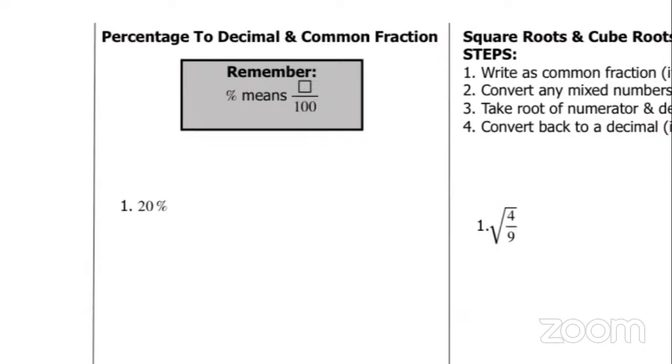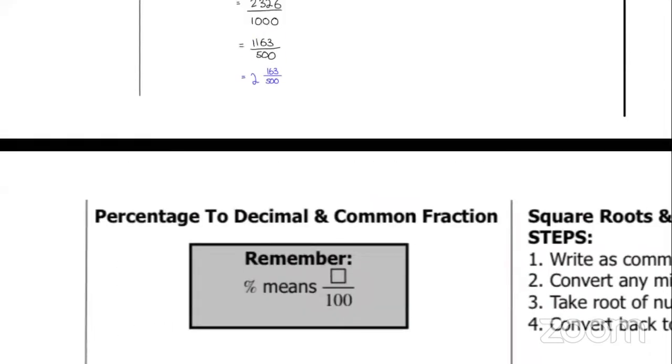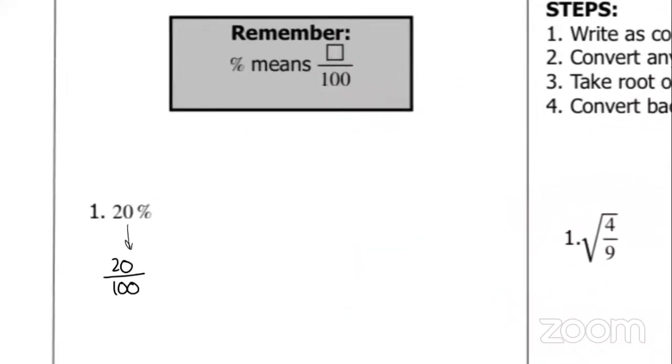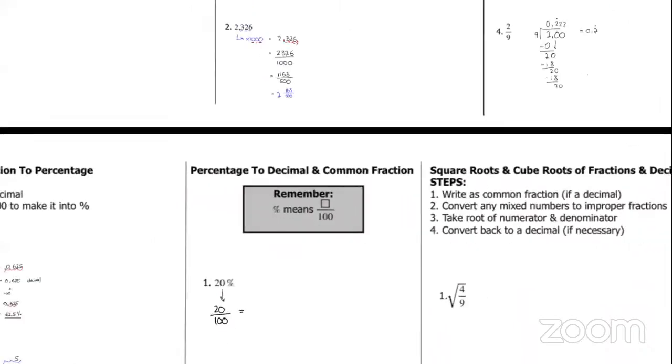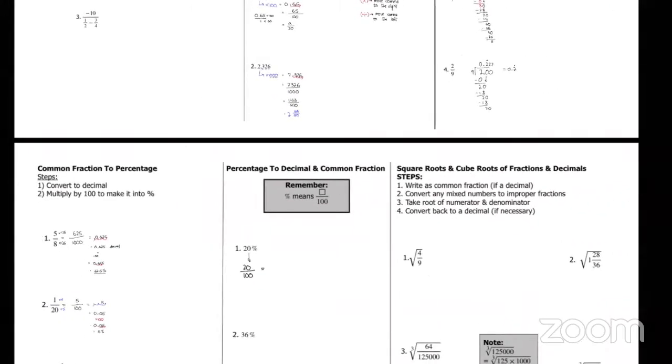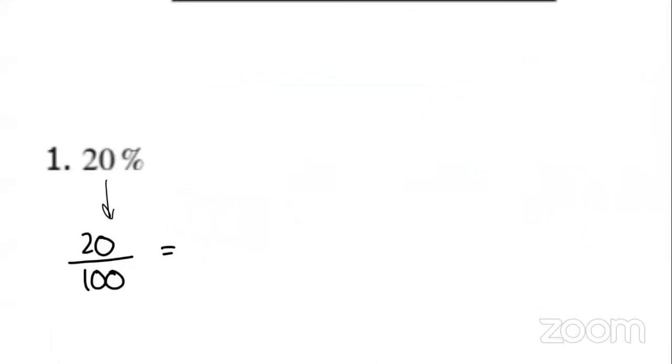Okay, so from percentage to decimal and common fractions, this one is a bit easier. Because percentage is over 100, this just becomes 20 over 100. Why am I writing it over 100? Because percentages can always be written over 100. They will always be written over 100. Okay, so 20 over 100, right?